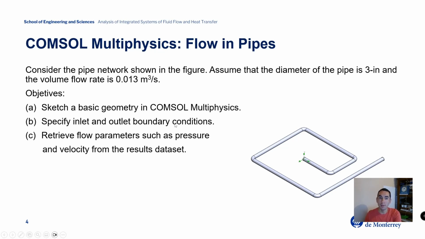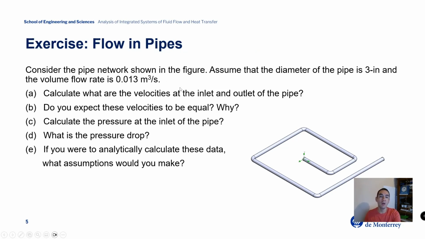The main problem is to consider a pipe network similar to the one that we have in this image, and we want to assume that the diameter of the pipe is 3 inch and the volumetric flow rate is specified as 0.013 cubic meters per second. We want to achieve some specific objectives, and these are to calculate what are the velocities at the inlet and the outlet of the pipe. We also want to determine what is the pressure at the inlet of the pipe and what will be the pressure drop in this section of pipe.